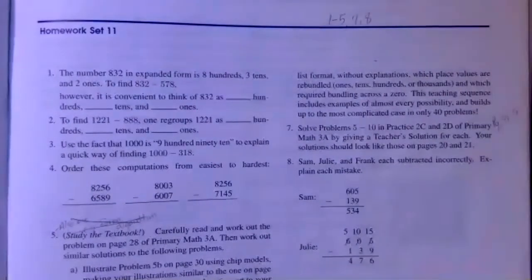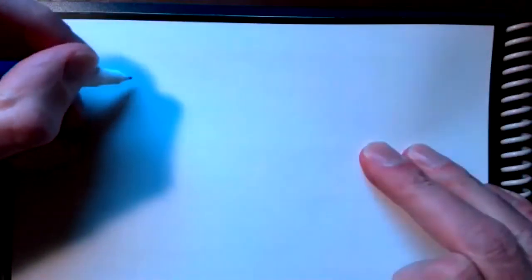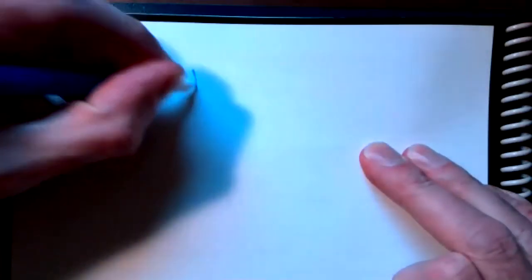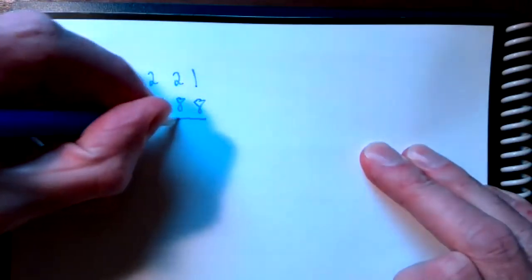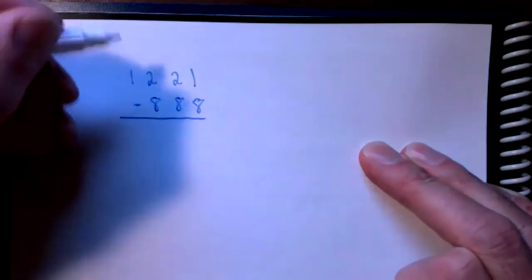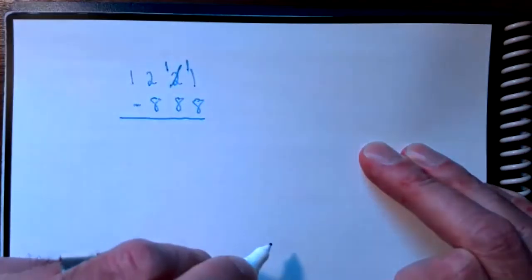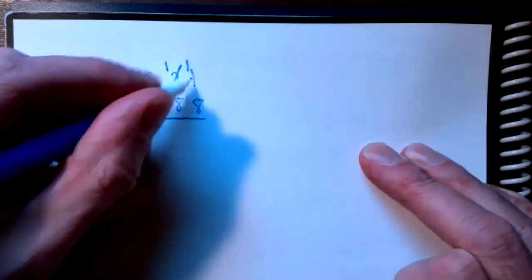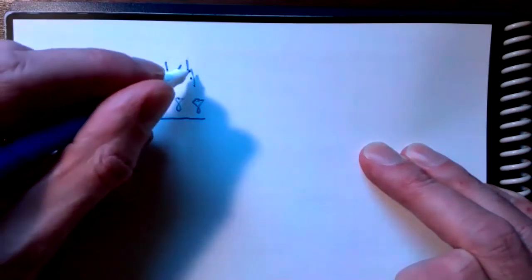All right, now, if you're saying, well, how could I possibly keep track of all that? Let me show you. We're talking about 1221 minus 888. Let's go through what we would do with the subtraction algorithm, right? We got 1, we're trying to take away 8. Unbundle from the 10, you get 11.